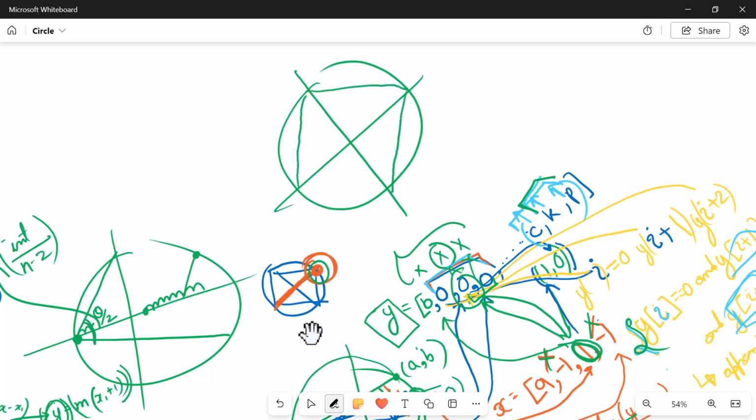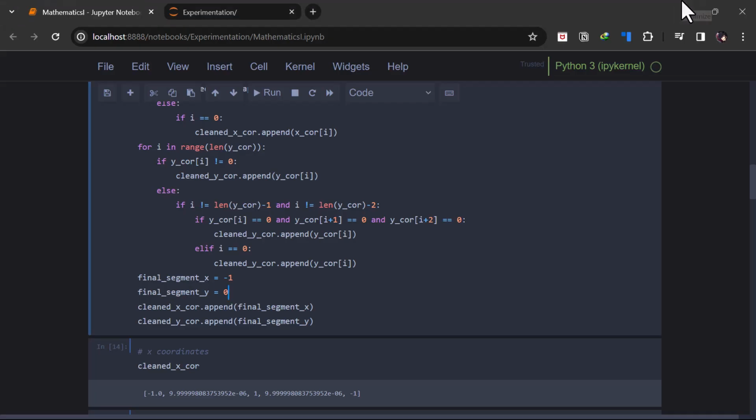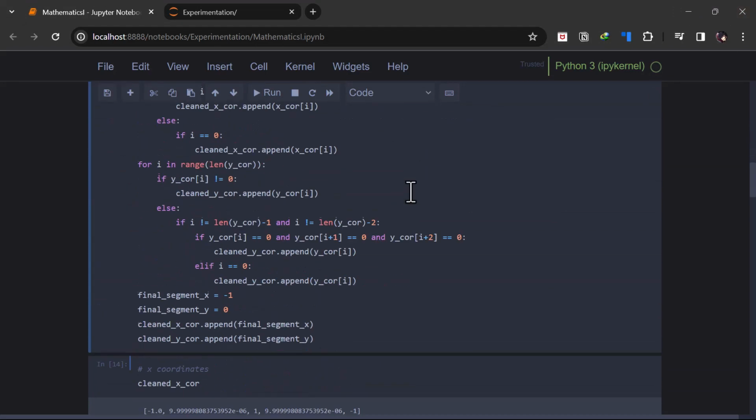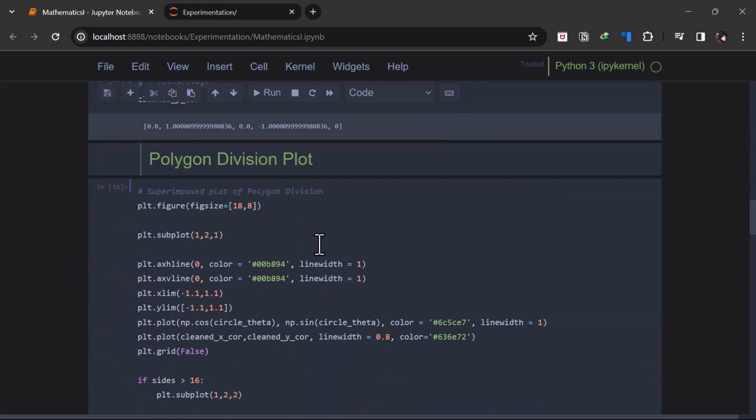Yeah, these 2 points won't get connected if I don't add the final segment coordinate. Matplotlib won't connect these 2 points by itself. So to connect them, we'll have to add the final coordinate, -1 comma 0, the coordinate from where it got started in the first place, right? So this is what it is, and there's nothing more to discuss after that. This is the plot that I have made.